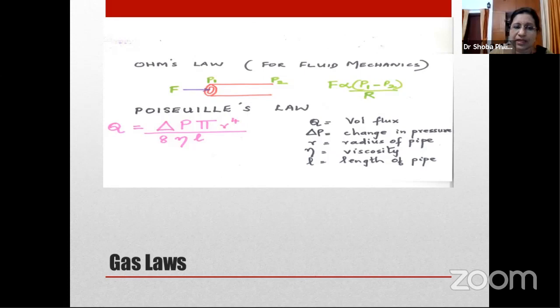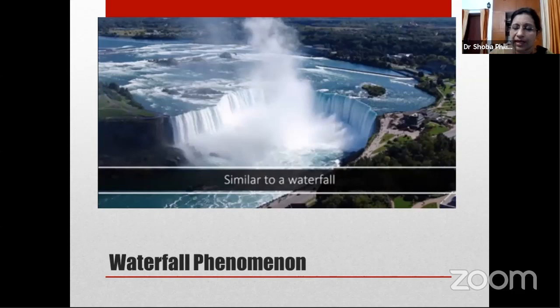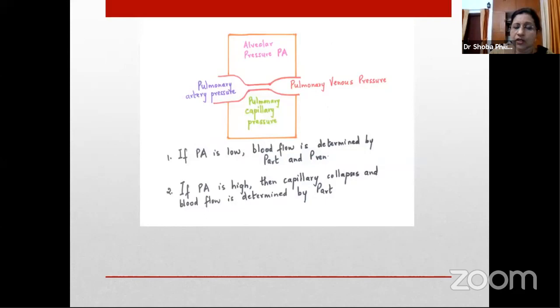So this is just like a waterfall. So it is called the waterfall mechanism. I will explain when I show you the zones of the lung. That is, you imagine that there is a chamber and there is an alveolar pressure in the chamber. So you see the pulmonary artery pressure at one end and the pulmonary venous pressure at the other end. So if the alveolar pressure is low, that means the blood flow will be determined by the difference in pressure between the pulmonary artery and the pulmonary vein. But if the alveolar pressure is high, it will compress the pulmonary capillary, and then the capillary will collapse, and blood flow is determined only by the pulmonary artery pressure.